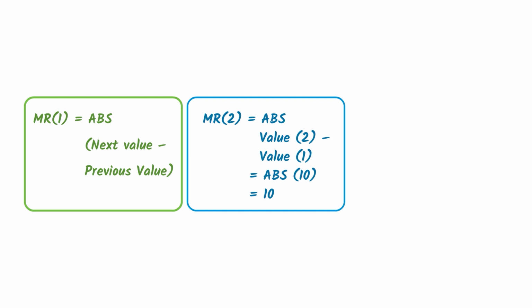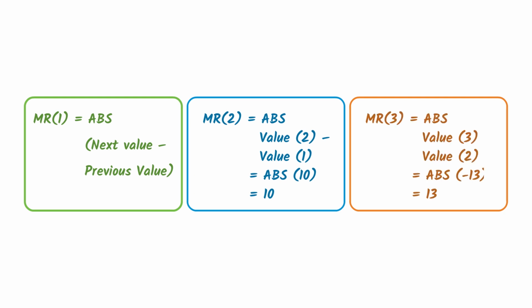Now this is a positive value, but moving range for data point number 3 is going to be 13, even though the subtraction of 2 from 3 yields negative 13. Remember, we have to subtract value of previous data point from the value of next data point. So the subtraction answer is negative 13 for points number 3 and 2, but the absolute value of that answer is positive 13, and we take that positive absolute value for the moving range.